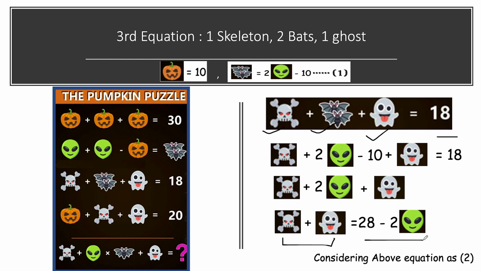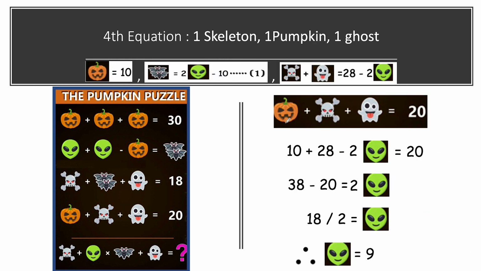Now jumping on to the fourth equation, we know the value of pumpkin, that is equal to 10, and we know the value of skeleton plus ghost, which is 28 minus 2 alien from the last equation, and their total value is equal to 20. Now 10 plus 28 is equal to 38. This 20 will come to the left side and become minus 20, and this minus 2 aliens will go to the right side and become 2 aliens. Now 38 minus 20 is equal to 18, that is equal to 2 aliens. When you solve it for 1 alien, it will be 18 divided by 2.